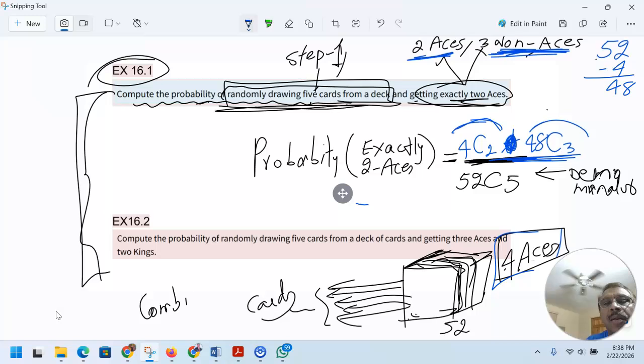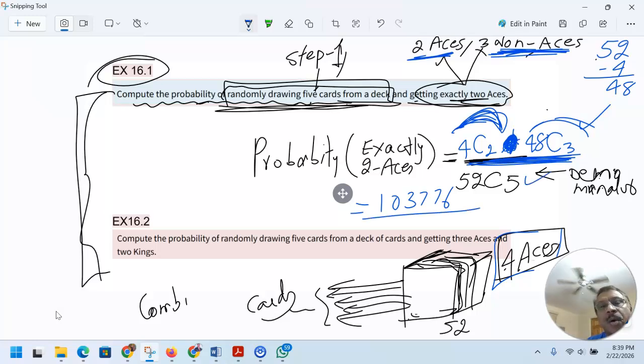Now, on your calculator you can figure out this piece. You can directly put 4C2 times 48C3, and you end up getting 103776. And if you do the bottom piece, you get 2598960. Then take the ratio, which is 0.0399, and you're done. Okay, so this is how it works.